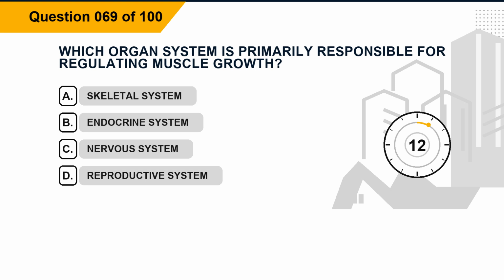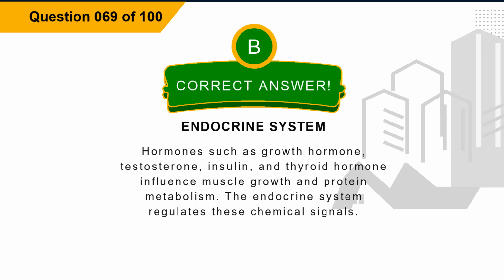Question 69. Which organ system is primarily responsible for regulating muscle growth? Option A, skeletal system. Option B, endocrine system. Option C, nervous system. Option D, reproductive system. The correct answer is option B, endocrine system. Explanation: hormones such as growth hormone, testosterone, insulin, and thyroid hormone influence muscle growth and protein metabolism. The endocrine system regulates these chemical signals.